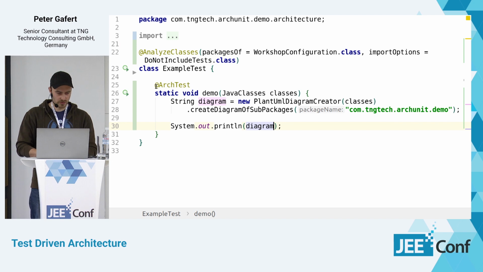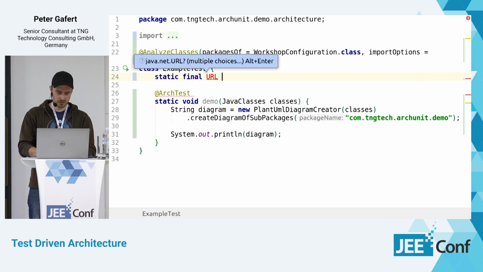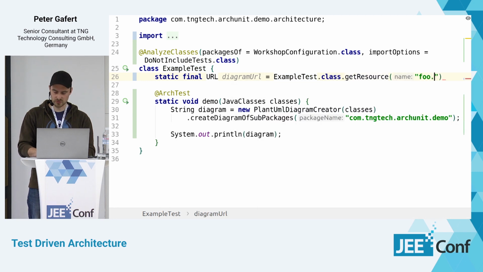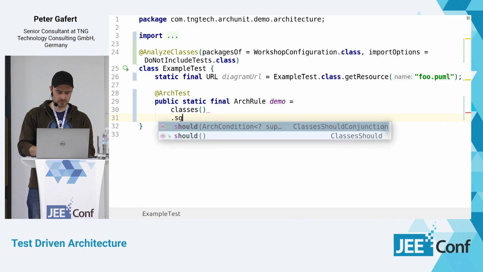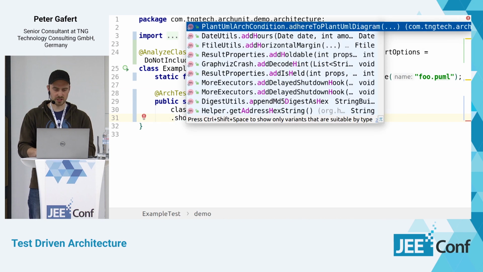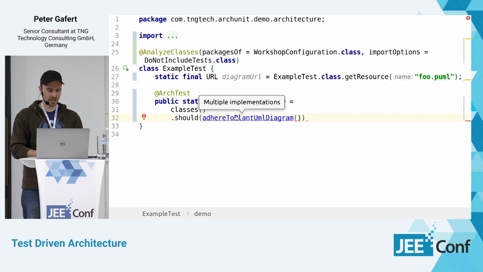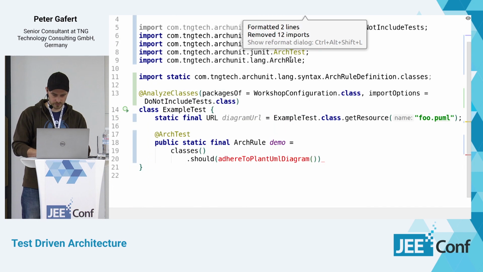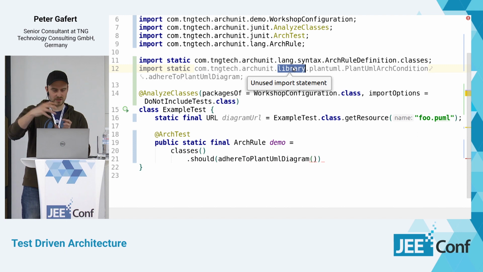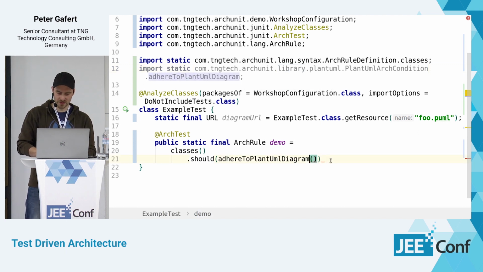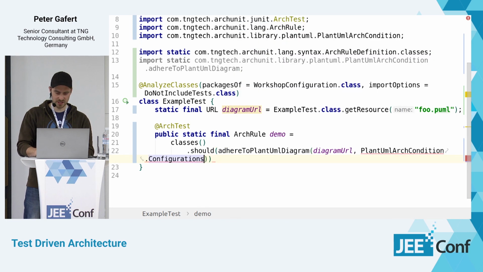If we go back here, then we could say, we want this resource, the diagram we just chose, and then we can start to do a rule, and we can just write: classes should adhere to plant UML diagram. This is a library function. So it resides in this independent top-level folder library, and we want to use this URL.